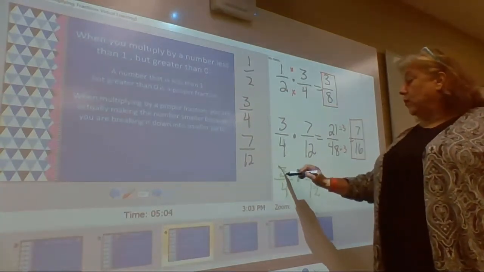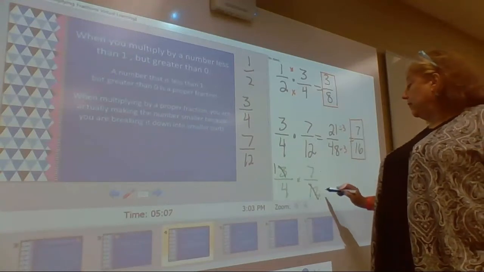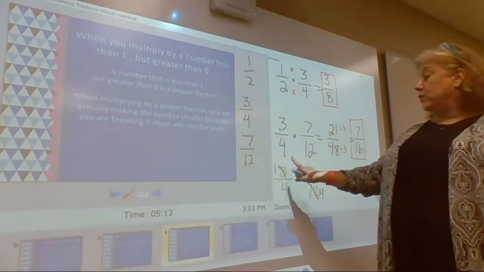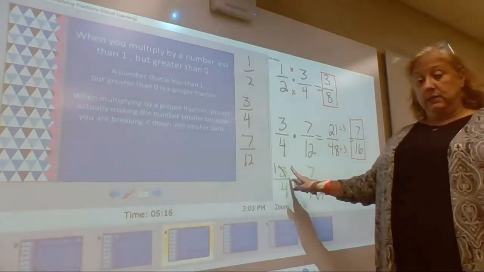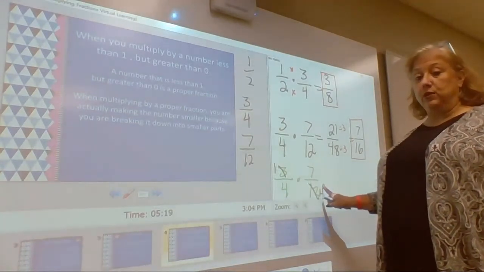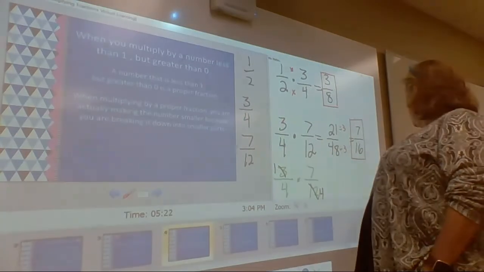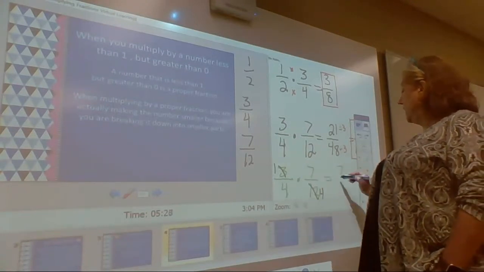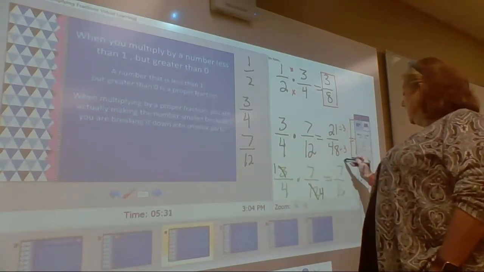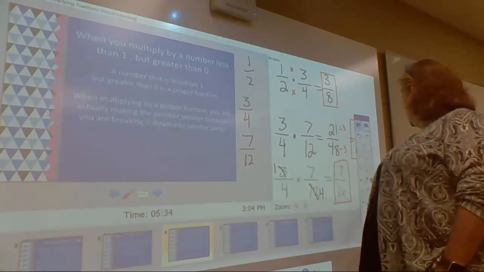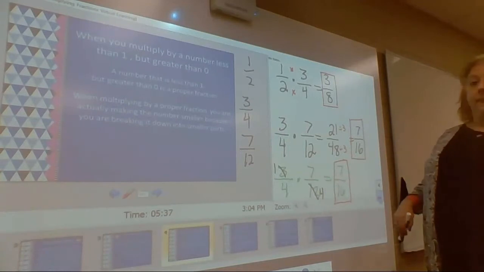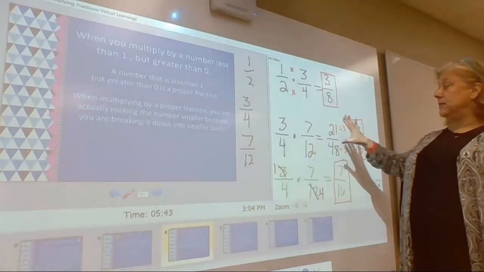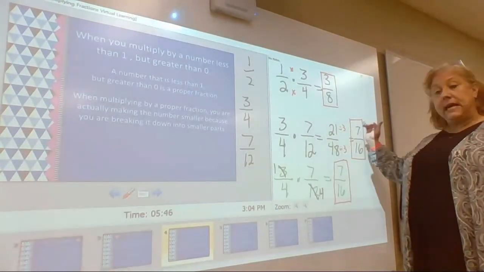3 will go into 3 one time, and 3 will go into 12 4 times. And what I mean when I say go into, means there is one group of 3s in 3, and there are 4 groups of 3 in 12. That's division. So I work out my problem now, and I can say 1 times 7 is 7, and 4 times 4 is 16. Notice that I cross-reduced early. If this confuses you, please don't worry about it. Just do it the other way. Both times I got the same answer.